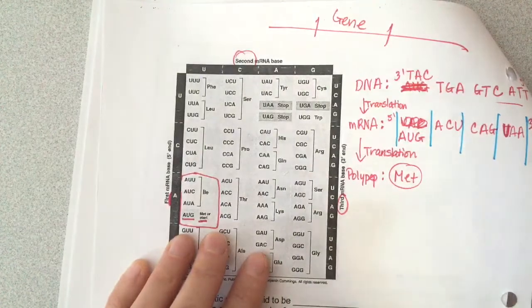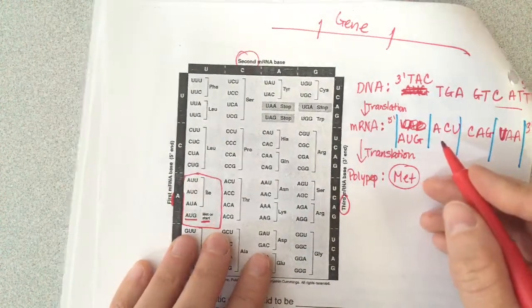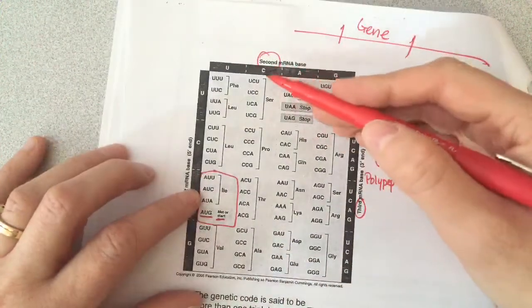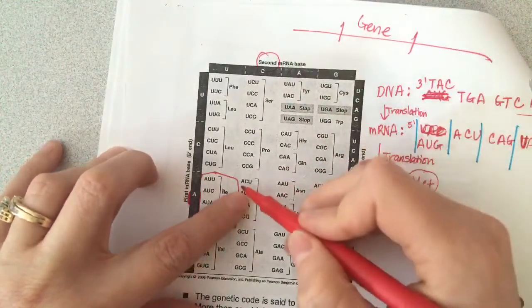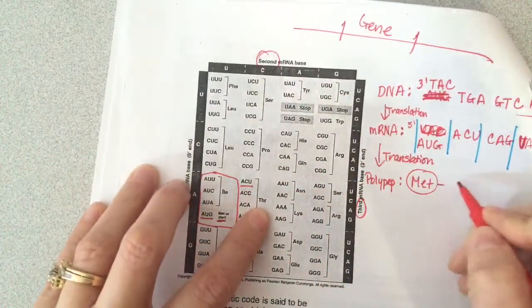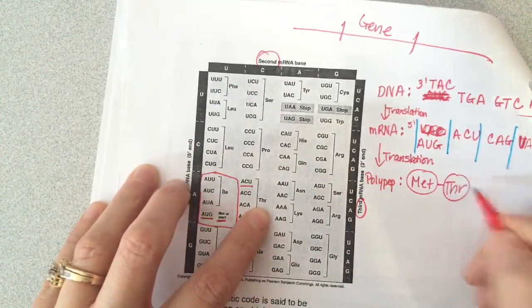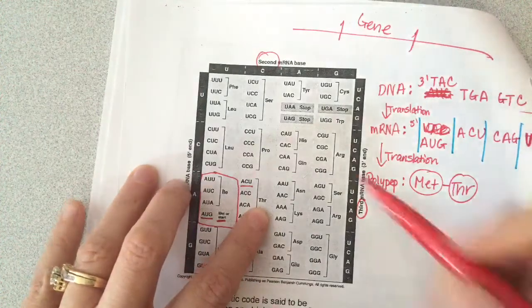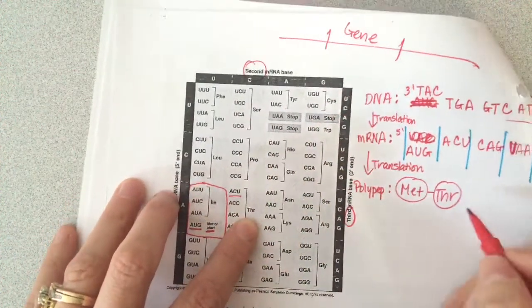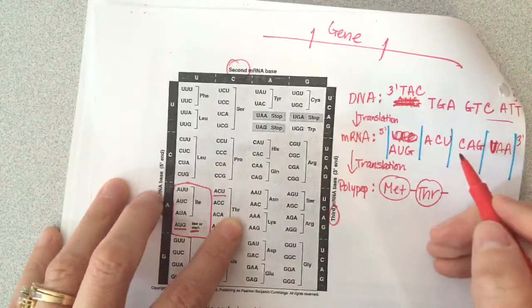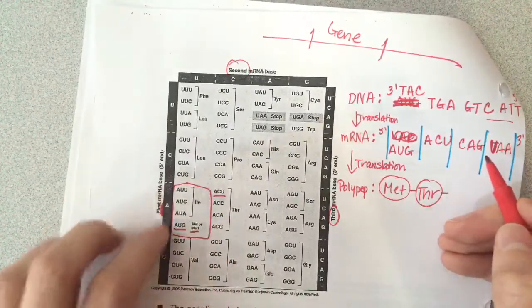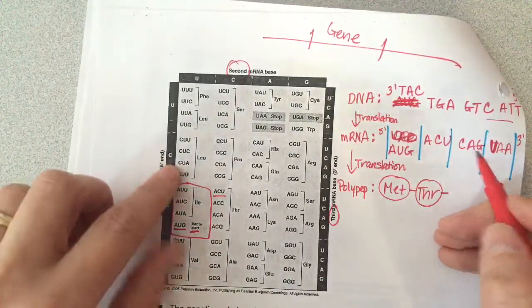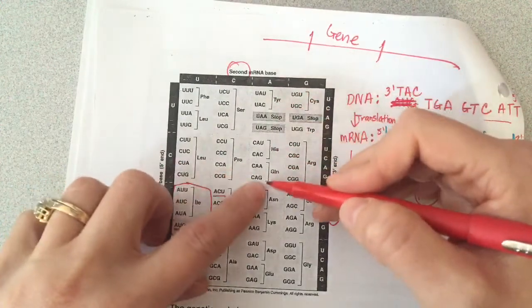So when you paused it, you should have gotten the next one, ACU. So here's A, here's C, and here's U. ACU stands for the amino acid threonine, or THR. You don't have to memorize these, and you don't have to memorize the chart. And then the next codon is CAG. So we go, here's C, here's A, and G.